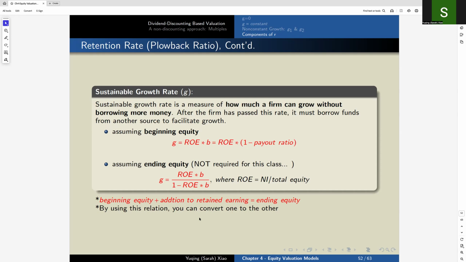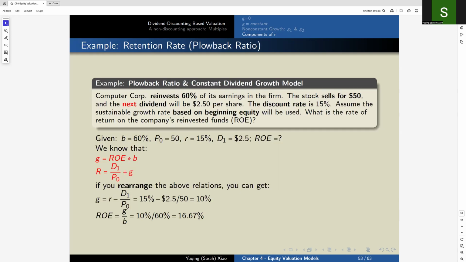Let's try this with numbers. Suppose Computer Corp reinvests 60% of its earnings. Its stock sells for $50. The next dividend will be $2.5, and the discount rate is 15%.